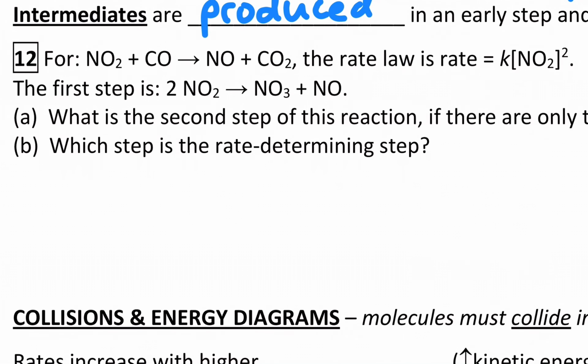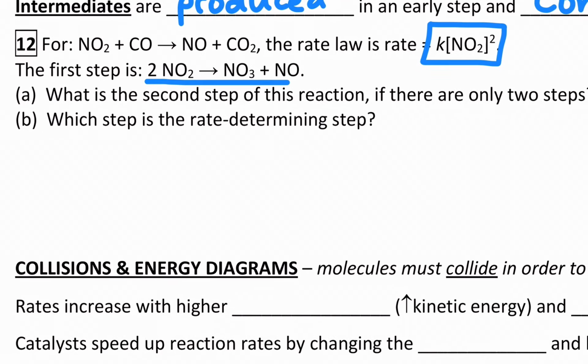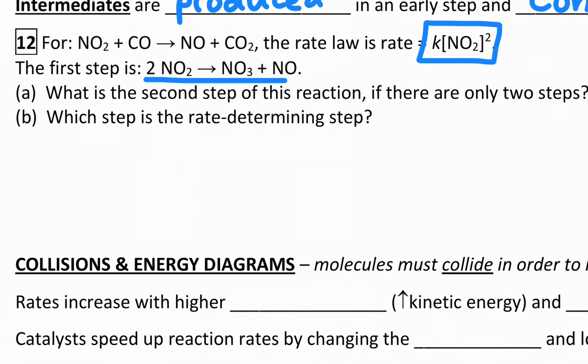They tell us that the overall reaction has a rate law of k[NO2] squared, and it's broken up into 2 steps. The first one is 2 nitrogen dioxides becomes an NO3 and an NO. They want to know what's the second step if there's only 2, and which one is rate limiting. So I'd like you to hit pause and see if you can figure out how to do parts A and B of that problem right in front of you. Okay, let's see how you did.